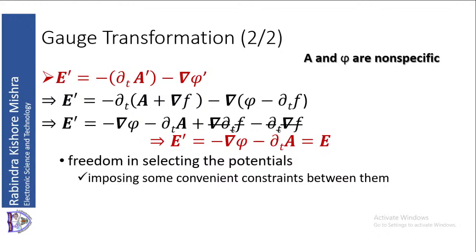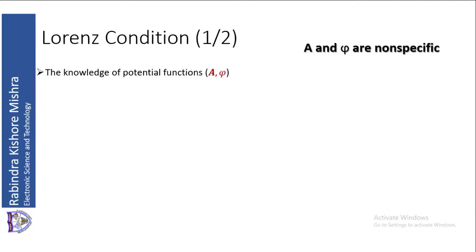So we have to impose some constraints between them. Now, since we have a freedom, we can choose it arbitrarily. Instead of choosing them arbitrarily, let us impose some convenient constraints between A and phi, and using those constraints we will select A and phi. So the imposition of constraint leads to something called Lorentz condition.